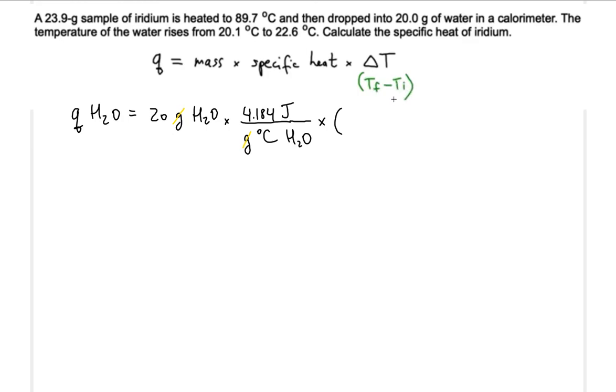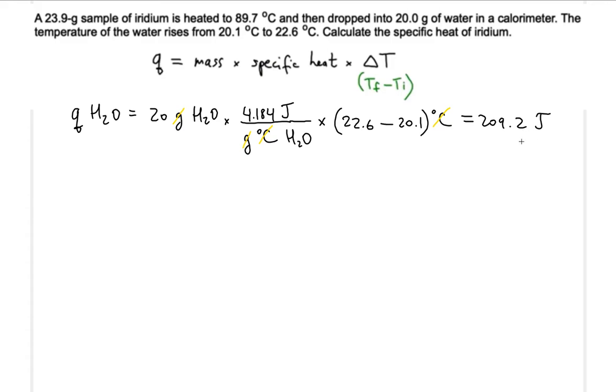What is the final temperature? The final temperature of water is going to be 22.6, so we're going to write 22.6 minus 20.1, the initial temperature, degrees Celsius. Now you can see that the degrees Celsius will cancel out as units, and all you have left is the joules, and that's exactly what the Q value should be, the amount of heat. In this case, the amount of heat gained by water. If you do this correctly in your calculator, this should give you 209.2 joules.